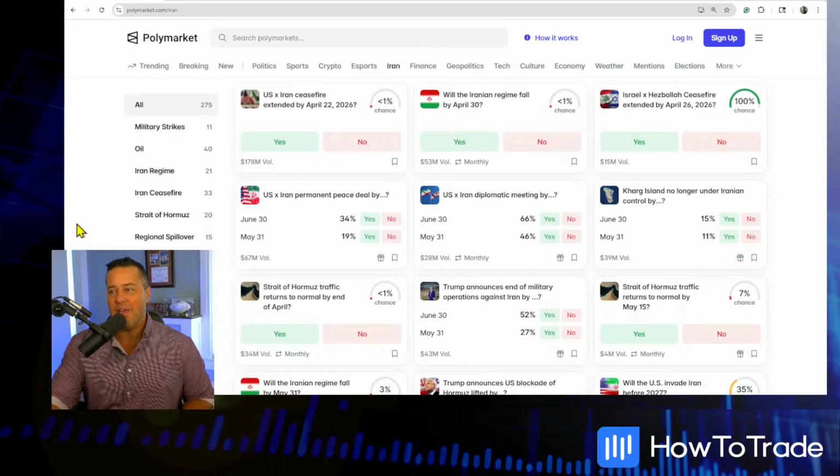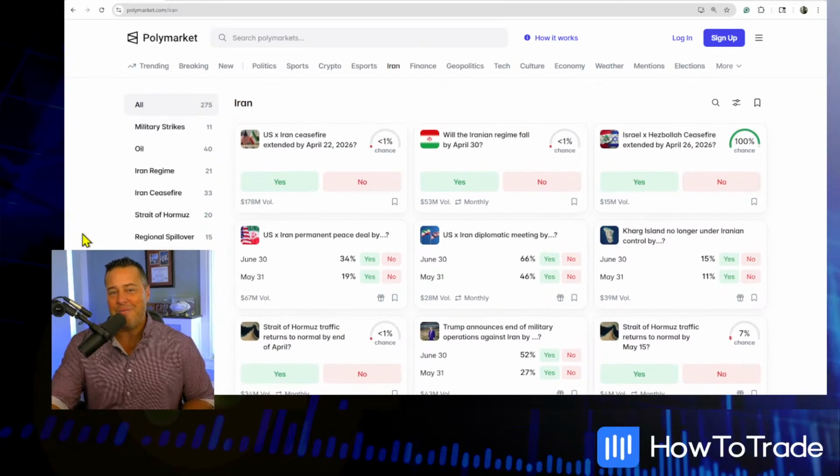Ignore that one. That market, I think they're still arguing about settlement. That'll happen, especially when you have $178 million worth of volume on one prediction market. I'd say it's pretty big. Will the Iran regime fall by the end of April? That's not going to happen.